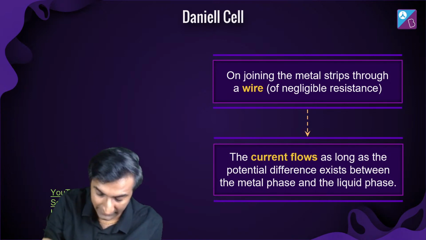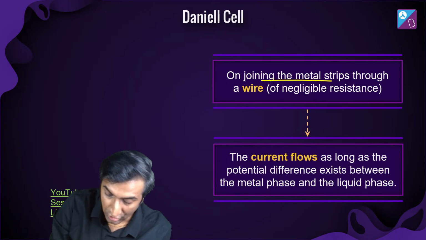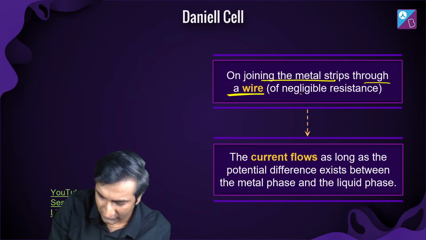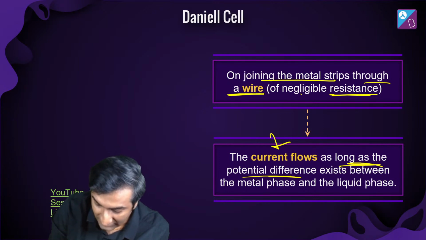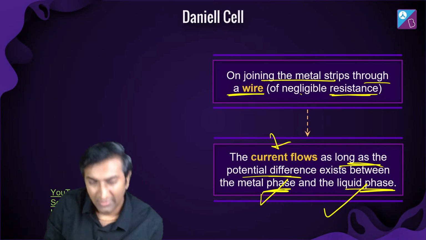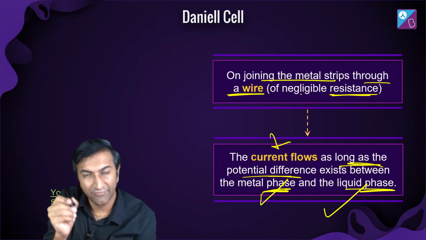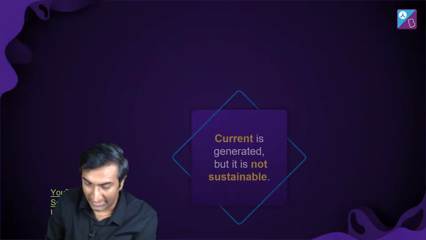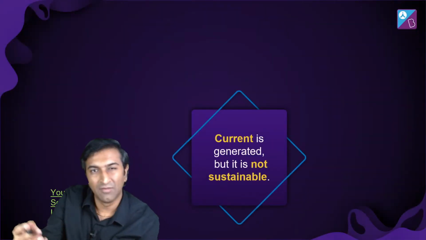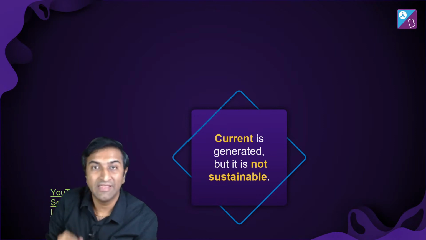ये लोग वही एक्सप्लेन करने की कोशिश कर रहे हैं. On joining the metal strips through a wire, इसमें assume करो resistance नहीं है, current flow करेगा as long as there is a potential difference between the metal and the liquid phase. मतलब वो जो बाउंड्री है, जब तक पोटेंशियल डिफरेंस रहेगा तब तक रिएक्शन फ्लो होता जाएगा. बट ये जो रिएक्शन है, it's not sustainable. क्यों? क्योंकि चार्जेस अक्यूमुलेट हो जाते हैं.